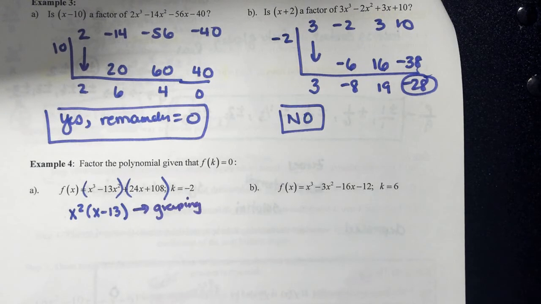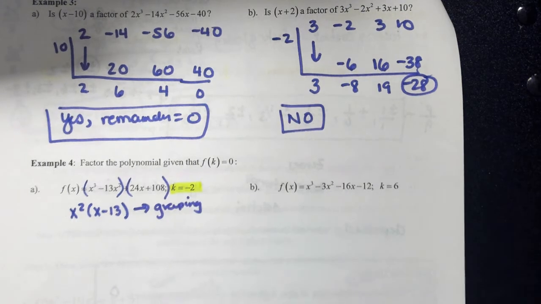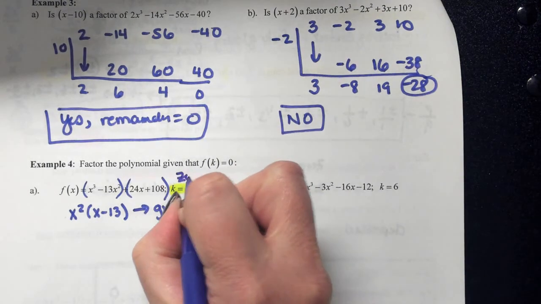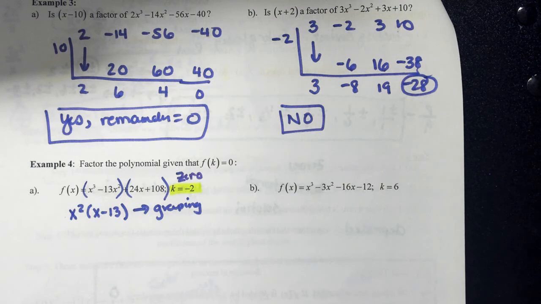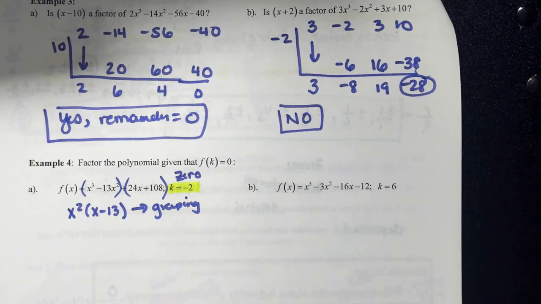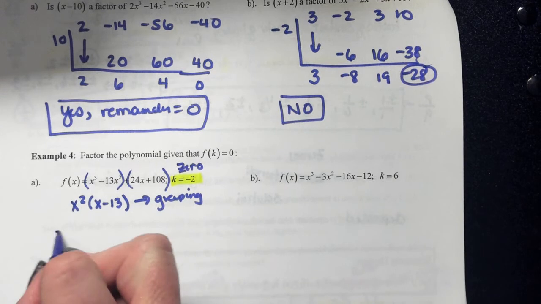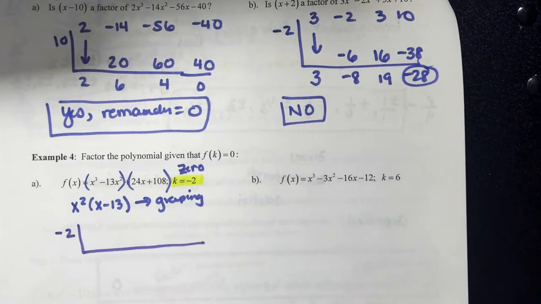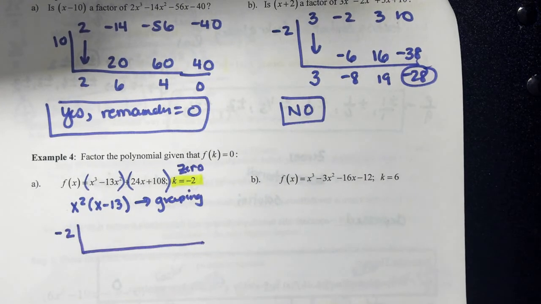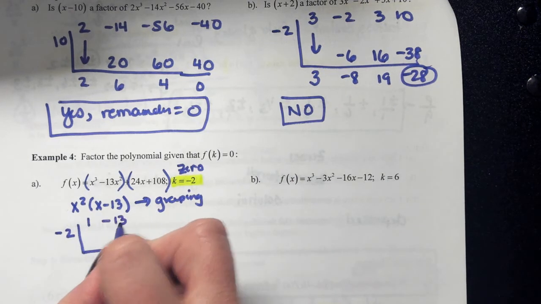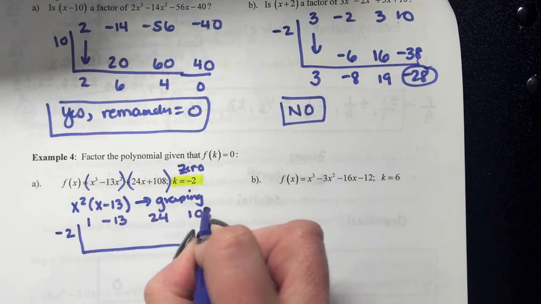So none of my existing factoring techniques is going to work. As long as you know one zero, and that's what they're giving you, this k equals -2, that's a zero, then we can start the synthetic division process to hopefully get it down to some type of equation that we can factor. So I'm going to take the zero of -2 and start the synthetic division process. I'll line up the 1, -13, 24, and 108.